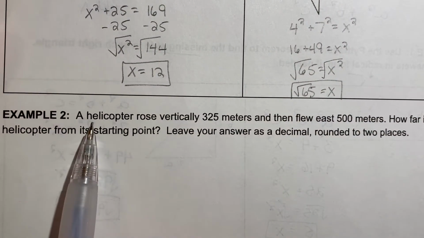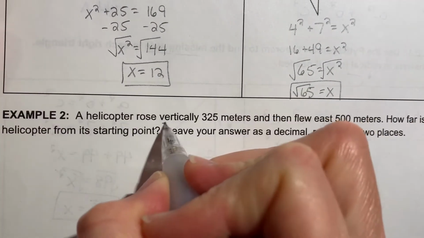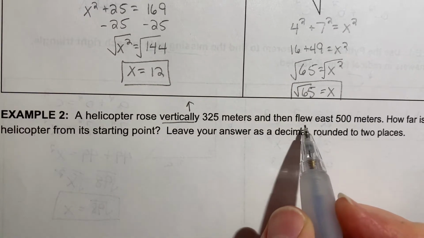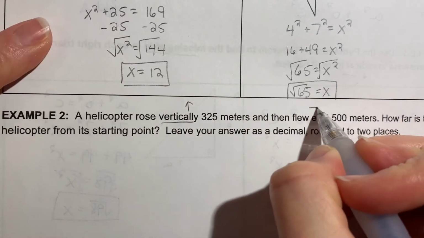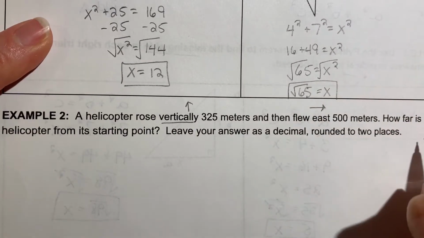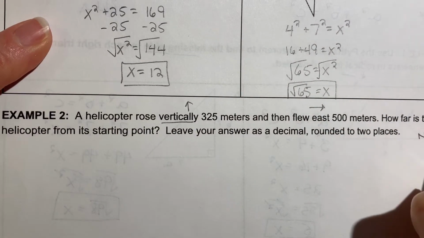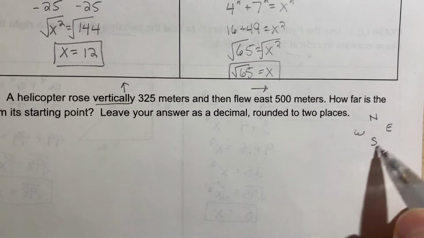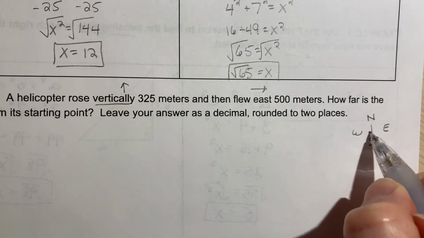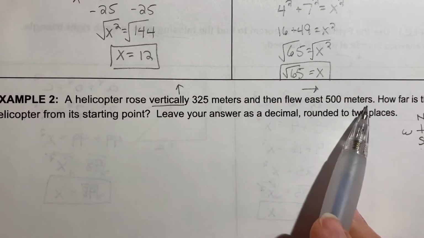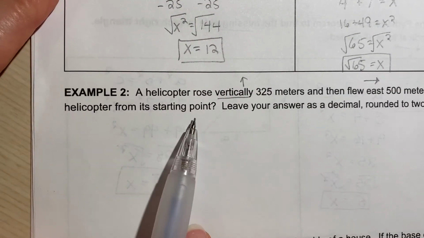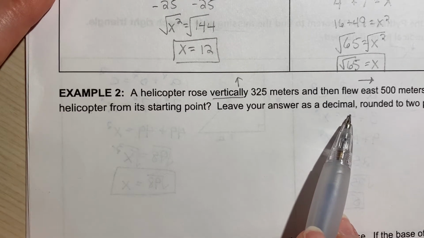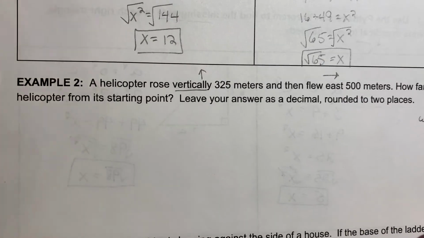It says a helicopter rose vertically, so that means straight up, 325 meters, and then flew east. If you remember, how I do it is never eat shredded wheat. Some people say never eat soggy waffles, but east is to the right. 500 meters. How far is the helicopter from its starting point? Leave your answer as a decimal rounded to 2 places.